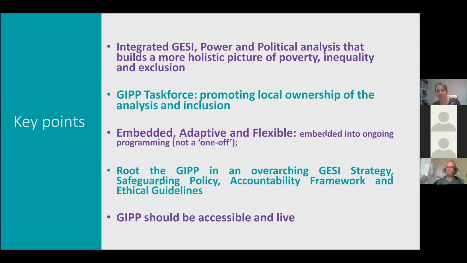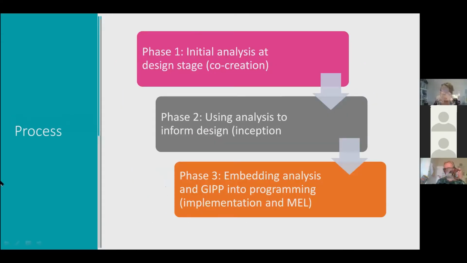Good morning, everyone, and thank you, Charles. I'm Emma Hagemann. I'm the principal consultant in the Governance and Inclusive Societies portfolio at Social Development Direct, and I'm also the GESI lead, Gender Equality and Social Inclusion lead, for the ECID programme. So like Charles said, I've been involved right from the start, proposal stage through co-creation, inception, and was quite hands-on with the GIPP. Could we please go to the next slide, Rebecca? We're going to talk a little bit about the process.